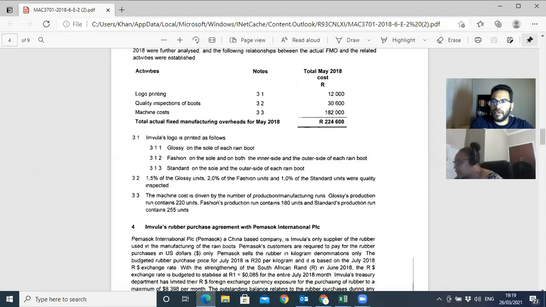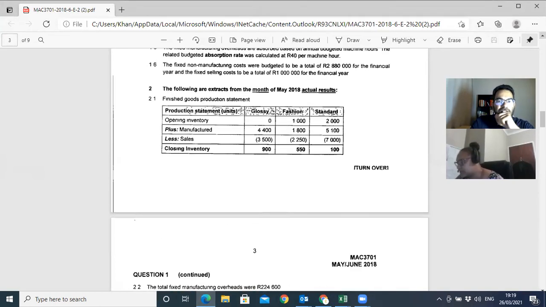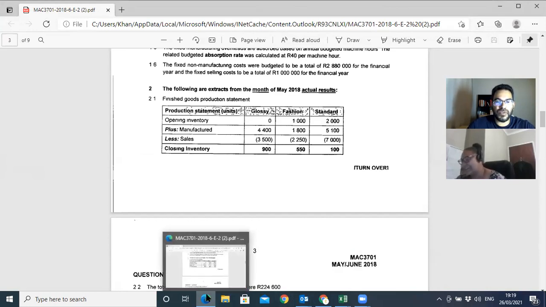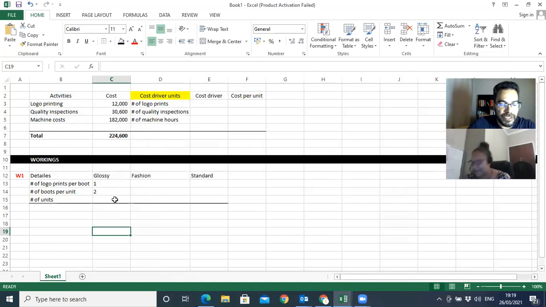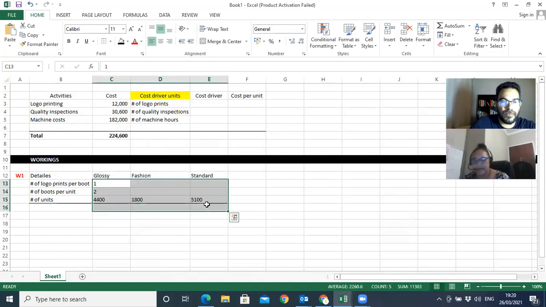For glossy, the number of units produced is somewhere. Manufacturer is 480,000? No. It's going to be 4,400. Sorry, we were using actual information, not the manufacturer. Yeah, 4,400. I'm going to put them all in quickly. 4,400. The other one was 1,800 and 5,100. Okay, so that is the number of units manufactured.